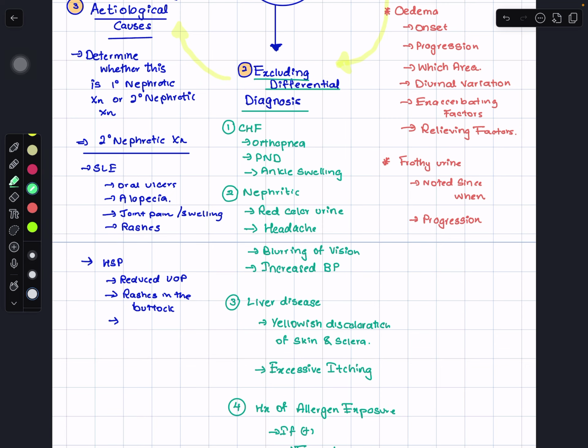First one, for facial puffiness and lower limb edema, the differential diagnoses are congestive heart failure, such as. So for that, we can just exclude. We can ask whether the patient had orthopnea, paroxysmal nocturnal dyspnea, or ankle swelling. And then the other differential is nephritic syndrome. So for that, we can ask whether the patient had red color urine, whether he had headache, blurring of vision, or increased blood pressure if the blood pressure was measured any time back in the day.